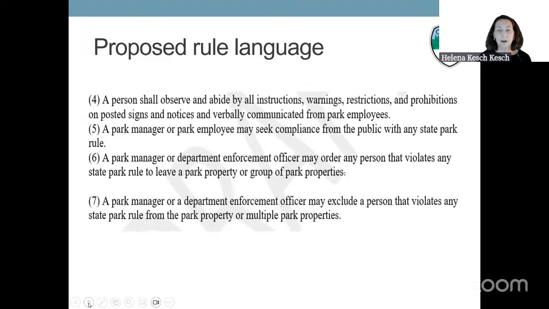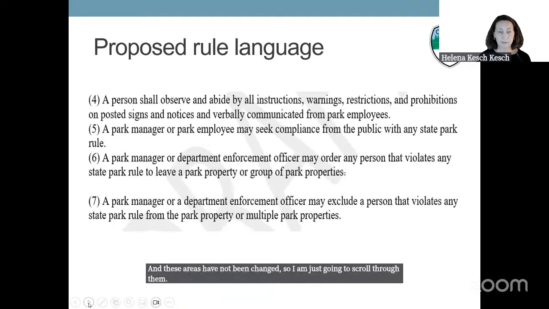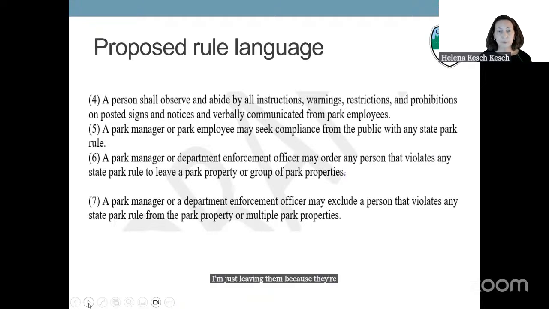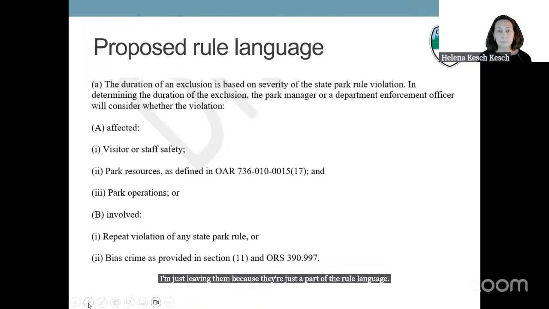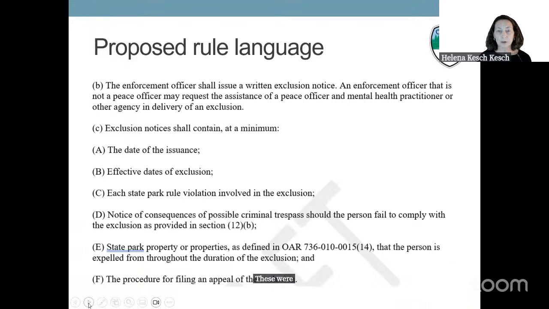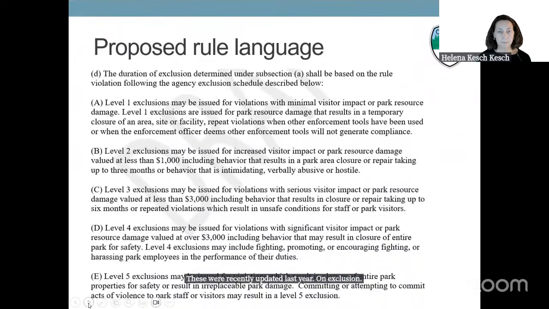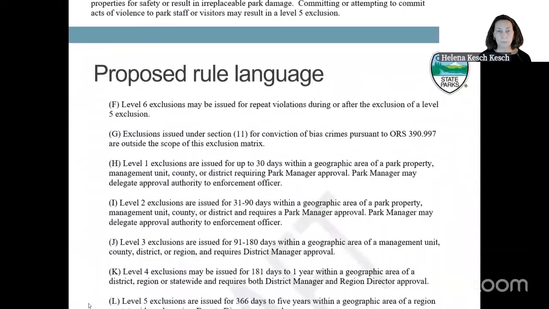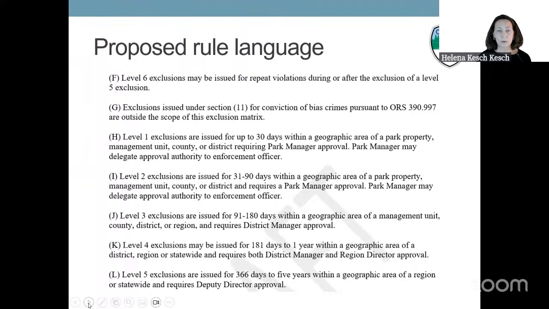And these areas have not been changed, so I am just going to scroll through them. I'm just leaving them because they're just a part of the rule language. And these were recently updated last year on exclusion. So I'm just scrolling through these, and this draft is available on the park page rule web page. And that'll be listed at the bottom of the PowerPoint when we get to the end.